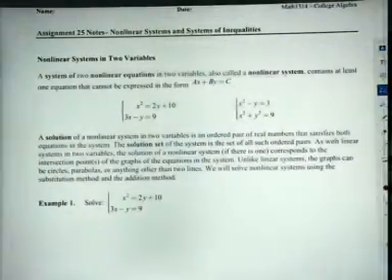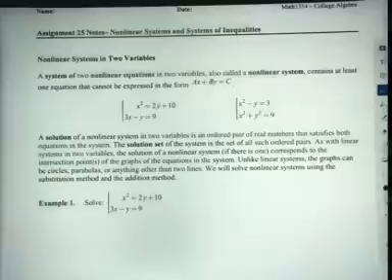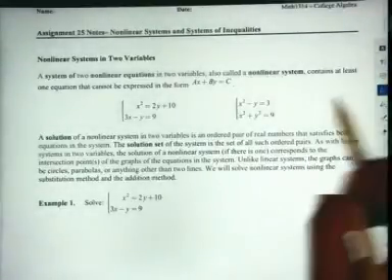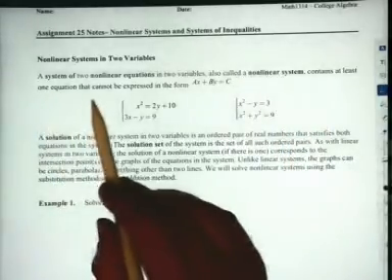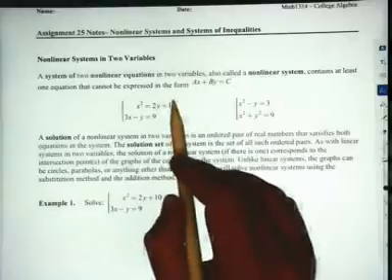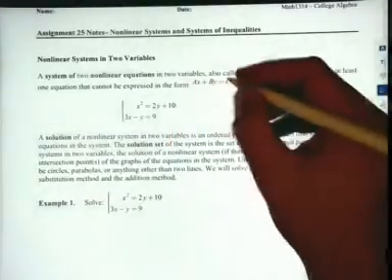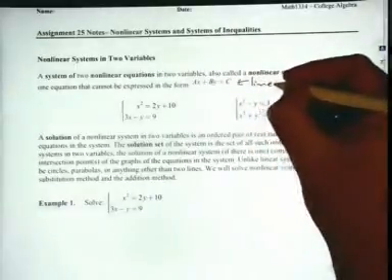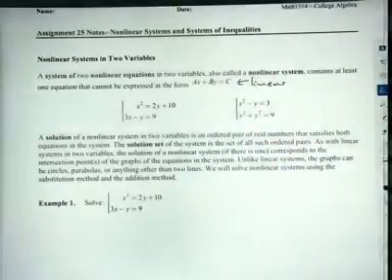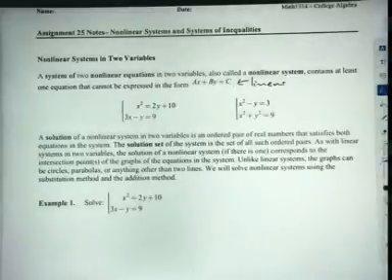Assignment 25, nonlinear systems and systems of inequalities. A nonlinear system is a system that contains at least one equation that cannot be expressed as the form ax plus by equals c. This is a linear equation. So we're going to have a system where something is not linear in your set of equations.